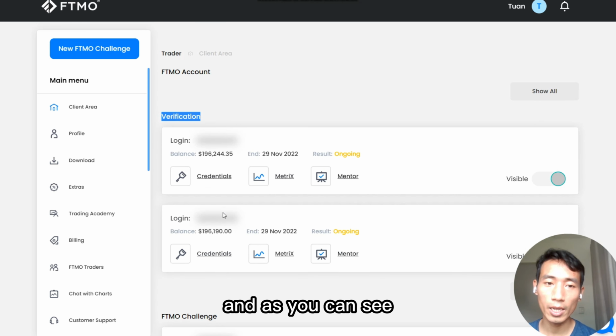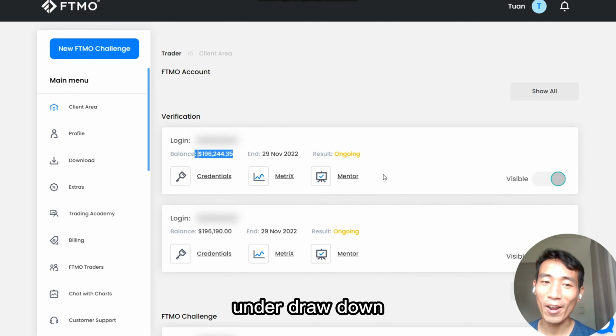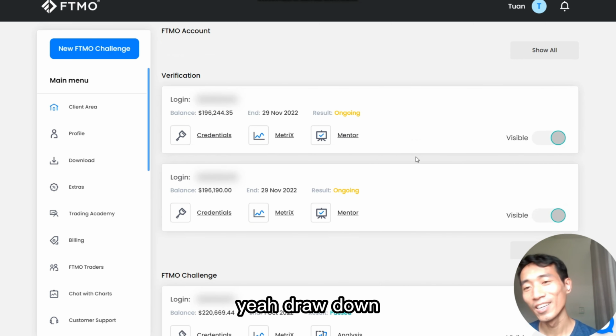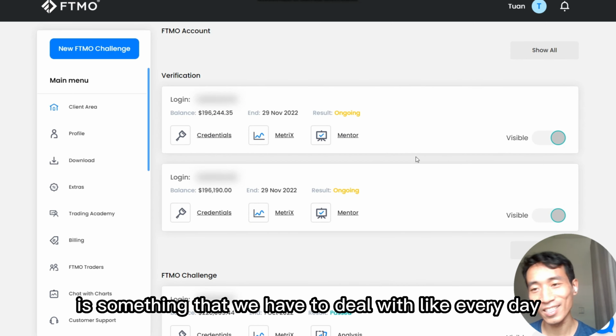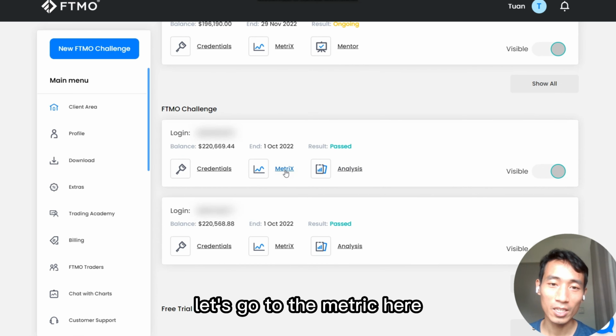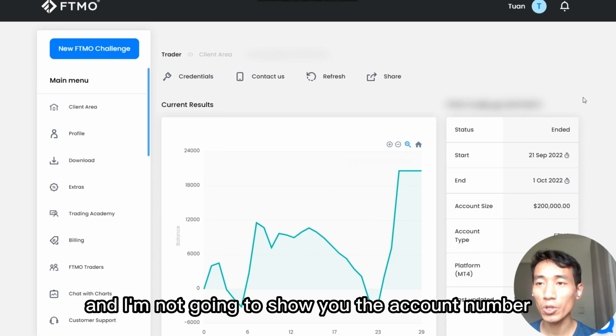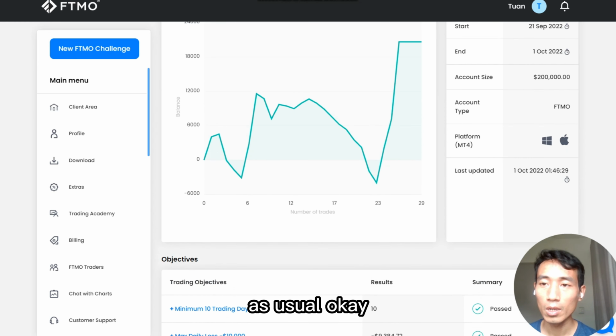Currently, I'm trading it, and as you can see, I'm under drawdown. Drawdown is something that we have to deal with every day. I'm not perfect, so I cannot win every day. Let's go to the metrics here. And I'm not going to show you the account number, as usual.